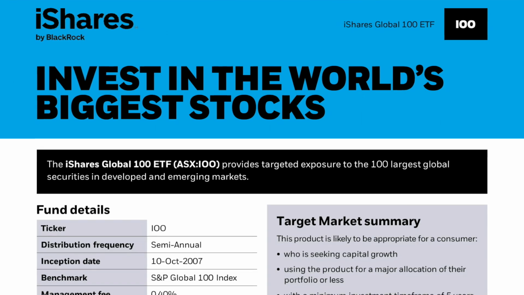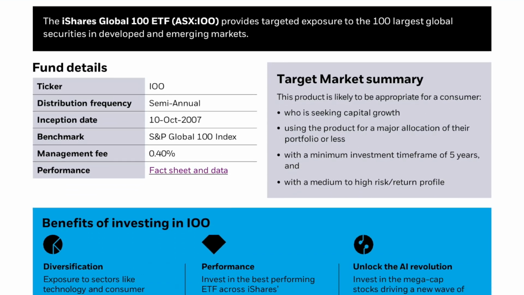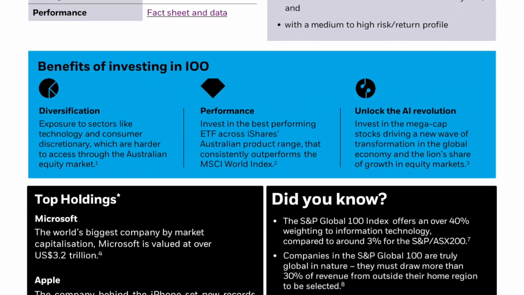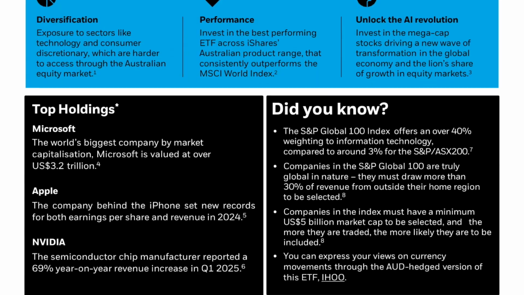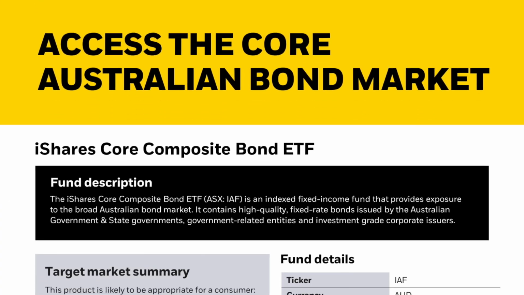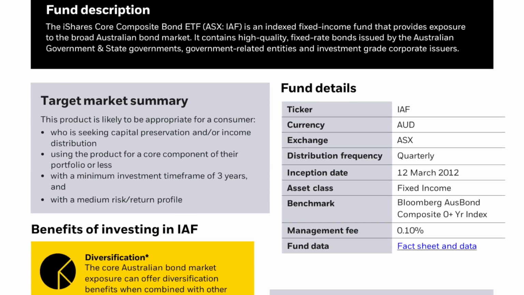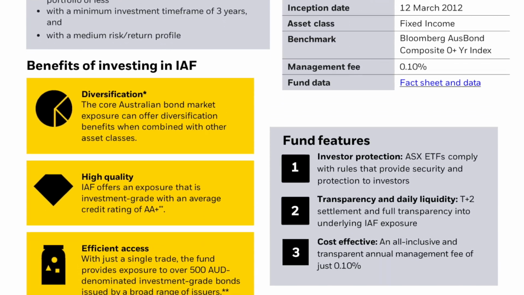So you can use IOO. This is the iShares Global 100 ETF. It invests in the world's biggest stocks. It's that easy. And you can use IAF. This is the iShares Core Composite Bond ETF. This gives you access to the core Australian bond market.